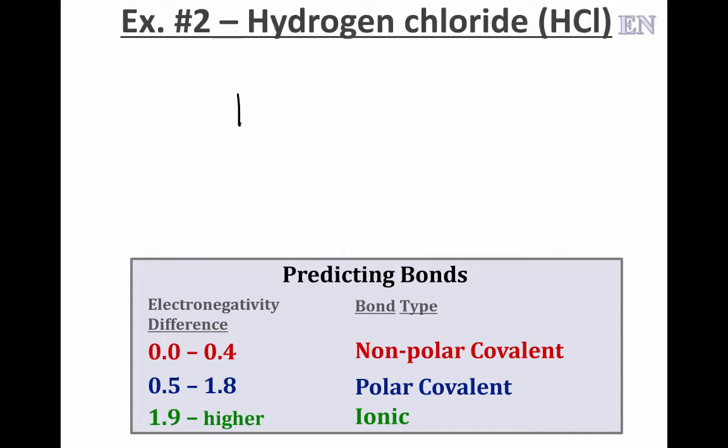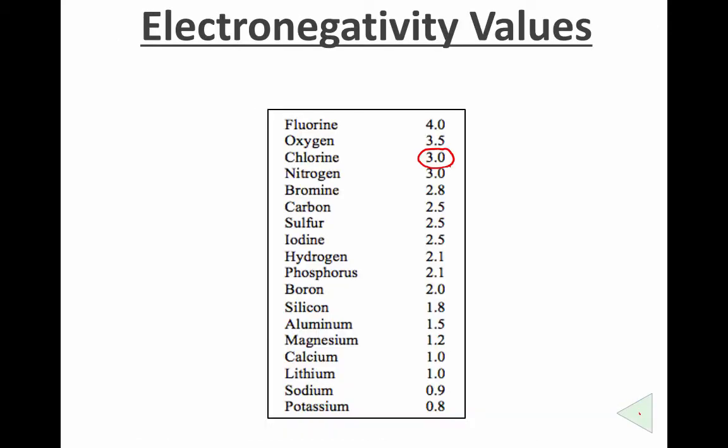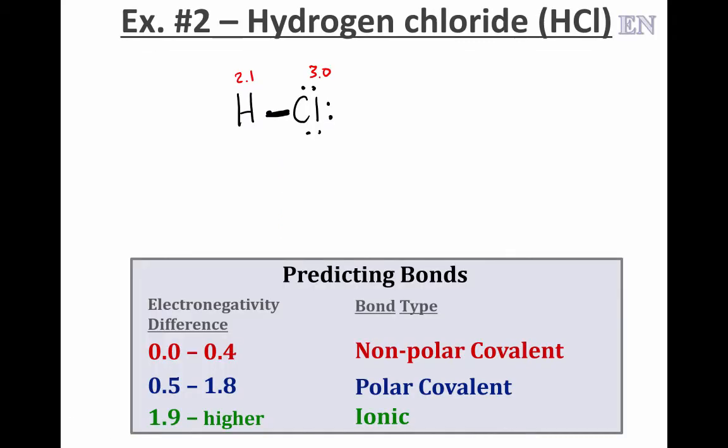Now let's look at hydrogen chloride. Hydrogen has 1 valence electron, while chlorine has 7. This also forms a covalent bond as these electrons will be shared. A quick check of the electronegativity values will help us predict what kind of covalent bond this is. Chlorine has an electronegativity value of 3, while hydrogen's electronegativity is 2.1. So if we look at the difference between these two electronegativities, 3.0 minus 2.1 is 0.9. This difference tells us this kind of bond is polar covalent.